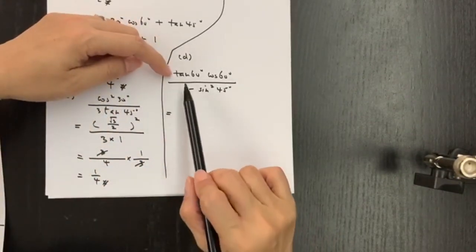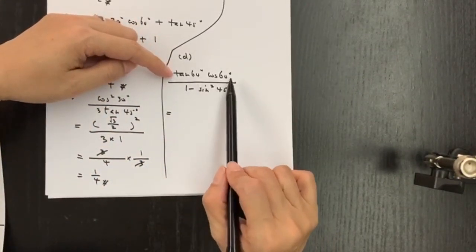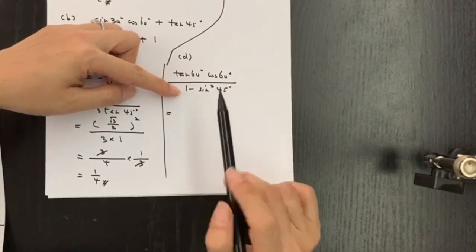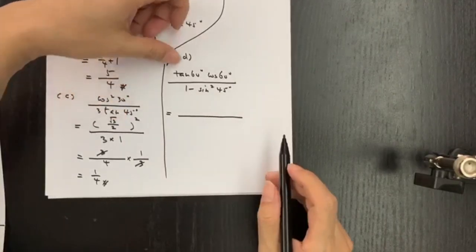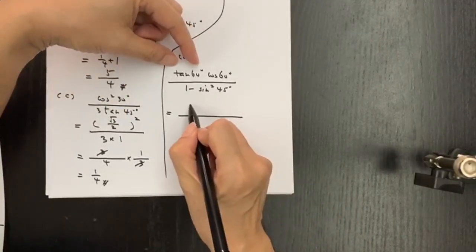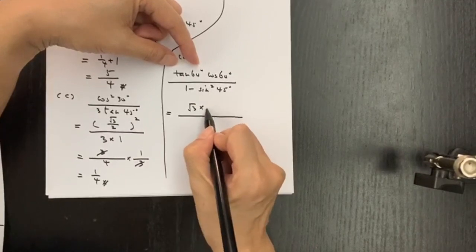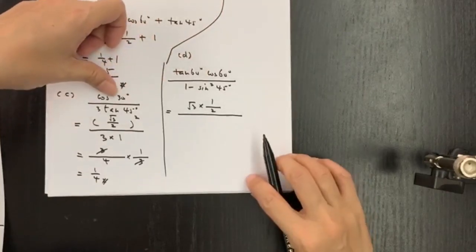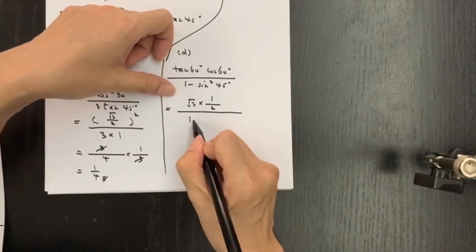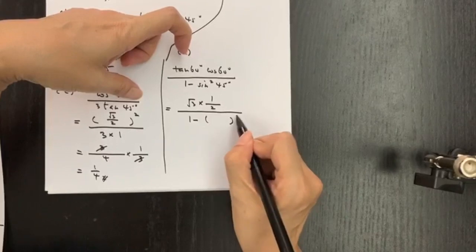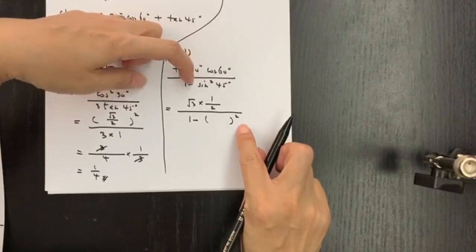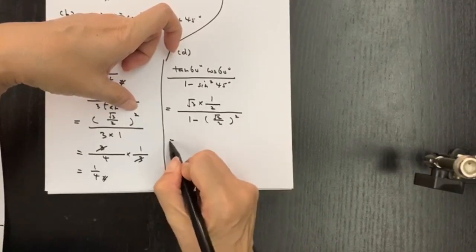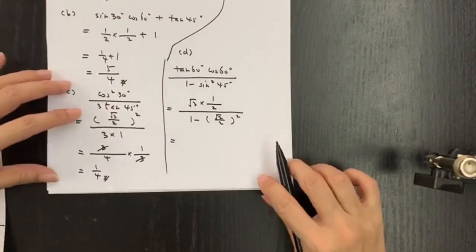Next, this is tangent 60 times cosine 60, and the bottom part is 1 minus sine square 45. What is tangent 60? It is root 3, times cosine 60, which is 1 over 2. We do it step by step, and then we come to 1 minus, where square means the whole thing is squared. What is sine 45? It is root 2 over 2. So once again, the table is very, very important.